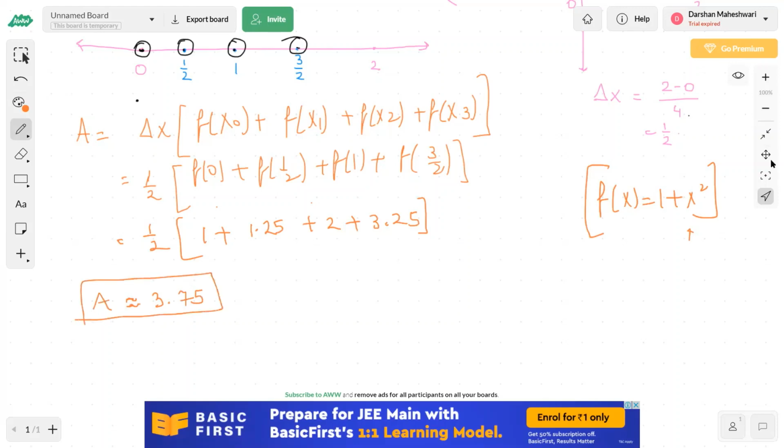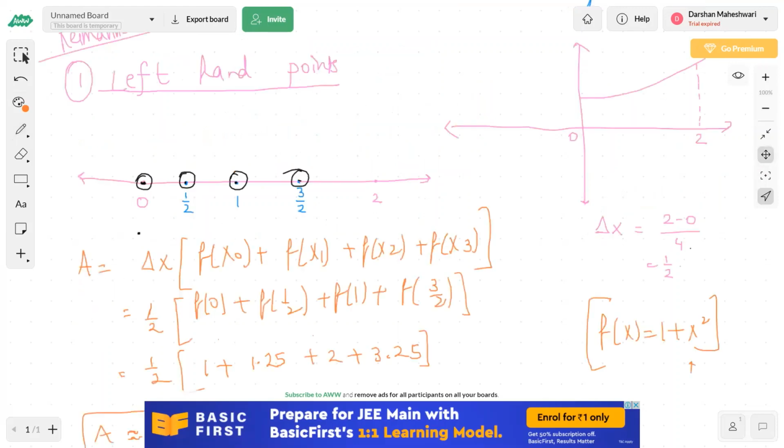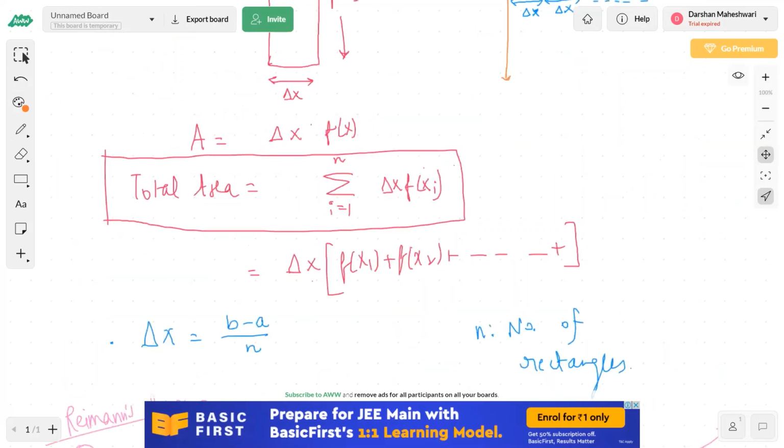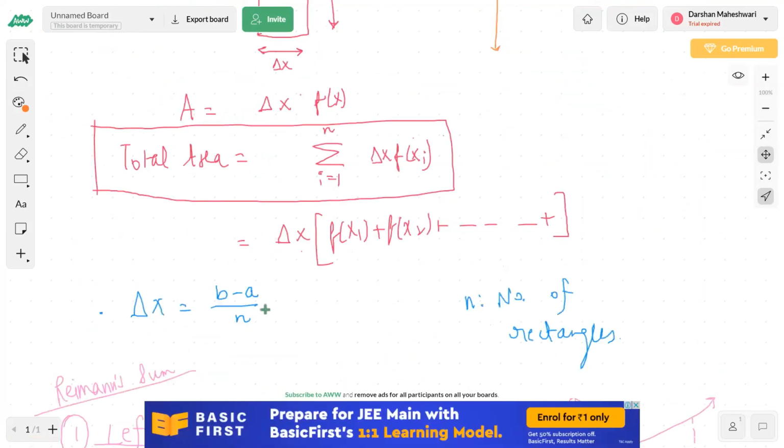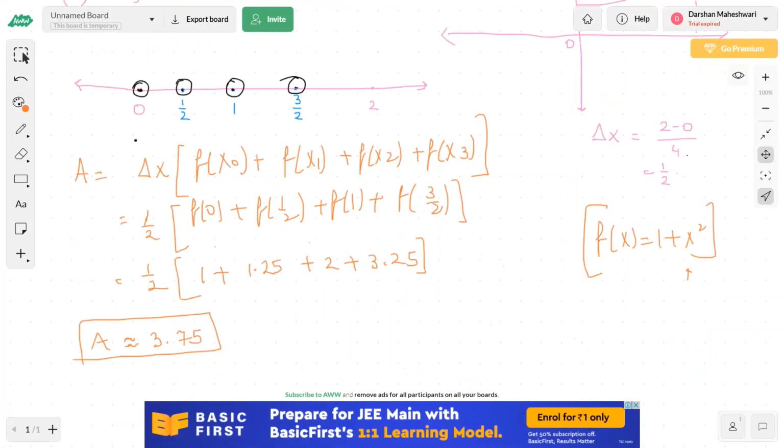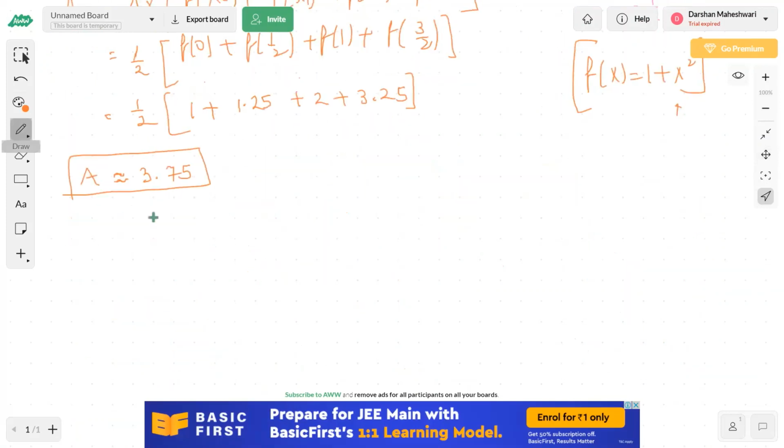One thing which is worth noticing is, what was the exact area? It was around 4.67, and this area is 3.75. This means that in our case, this is an under approximation. Why is it an under approximation? Because the approximation which we got is less than the actual value.